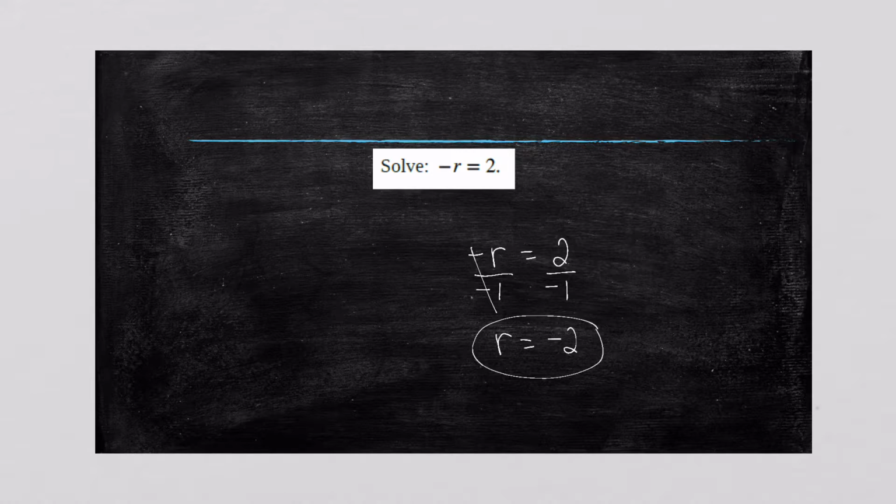Negative divided by a negative is a positive, so I get that r is equal to negative 2. So now, can we test it? Sure enough, we can. So I've got negative, and then I'm plugging in a negative 2. Does that equal positive 2? What's a negative times a negative? It's a positive. So I know that is my correct answer.